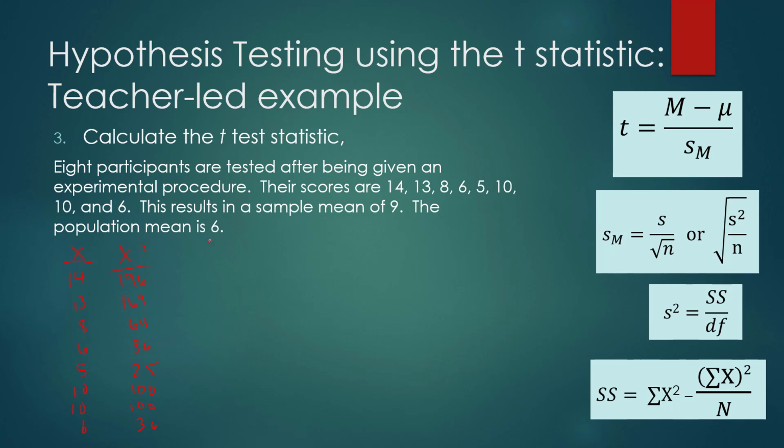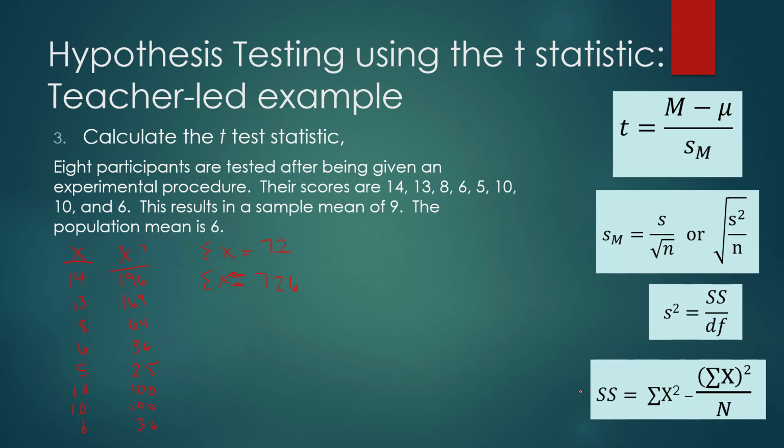So then we add those together to get our sum of X, which is going to be 72, and our sum of X squared. So I've added all these numbers together to get 72, add all these numbers together for the sum of X squared, and that equals 726.